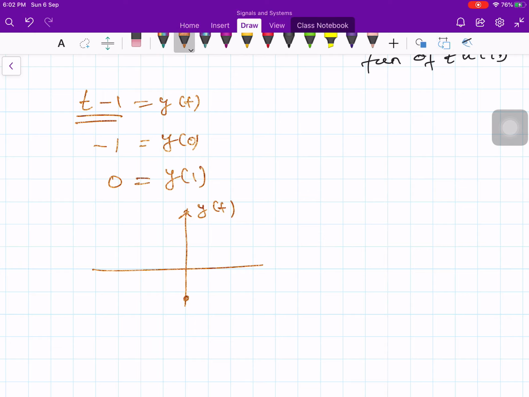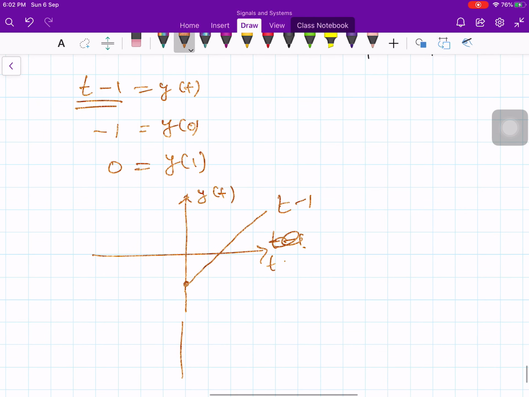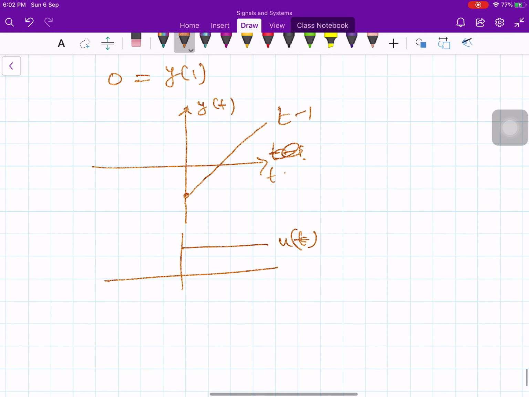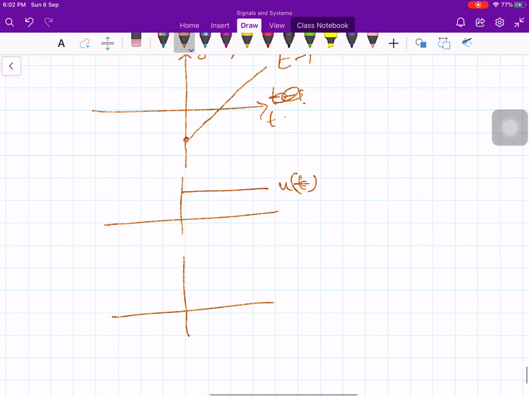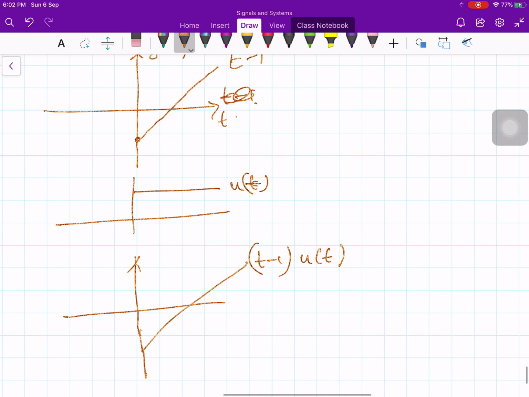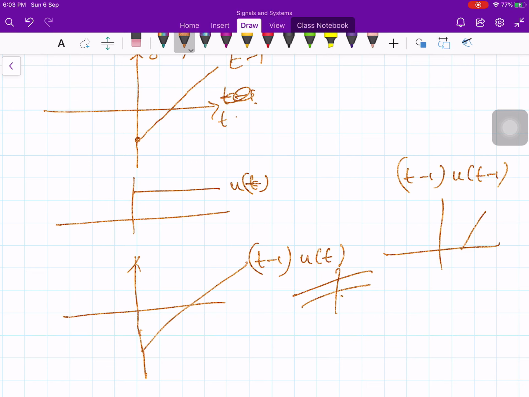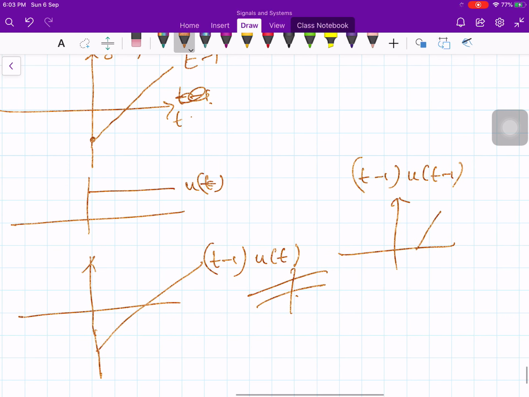Okay, it goes like this. So this is my t minus 1. This function represents t minus 1 on the t axis. Now multiply this with u of t. If you multiply these two, then you will have a function like this. So this is your t minus 1 times u of t. But actually t minus 1 times u of t minus 1 would look like this. So these two are not equal. One should be very, very careful when you are delaying the function.